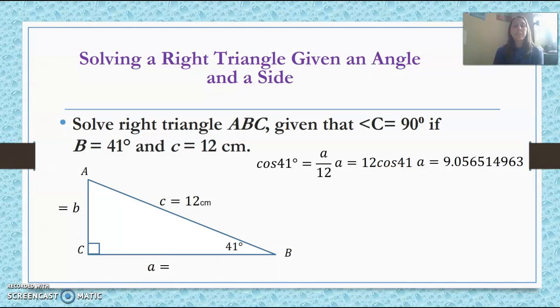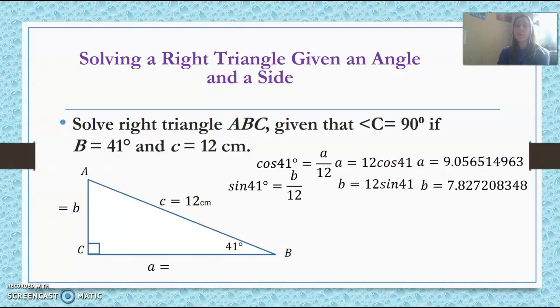Okay, so now we need to find side length B. So side length B, again, we're going to be using the given angle and the hypotenuse. Well, this is the opposite side and the hypotenuse, which is sine, opposite over hypotenuse. So the sine of 41 degrees is going to be B over 12, which means B is going to be equal to 12 times sine of 41, which is what I'm going to type in my calculator. And then I end up with 7.827208348.